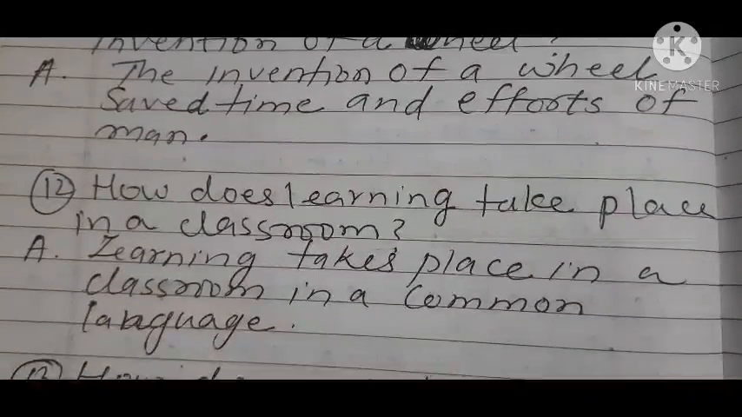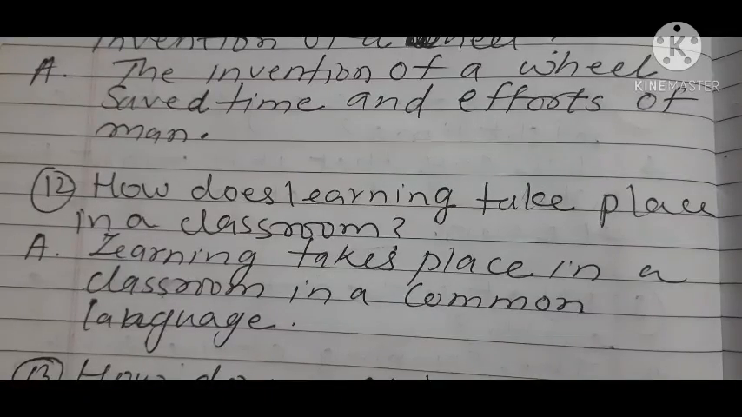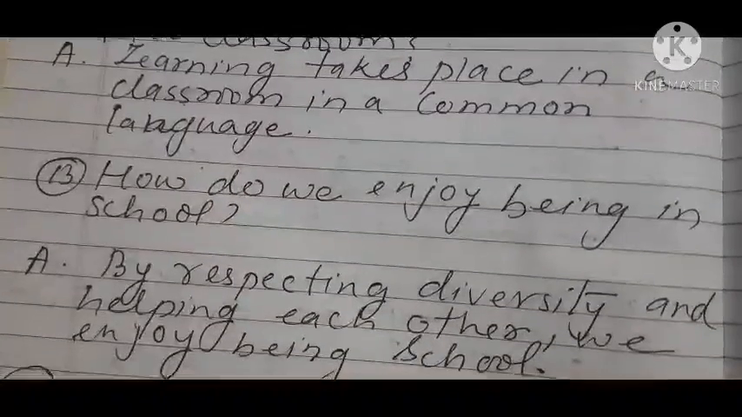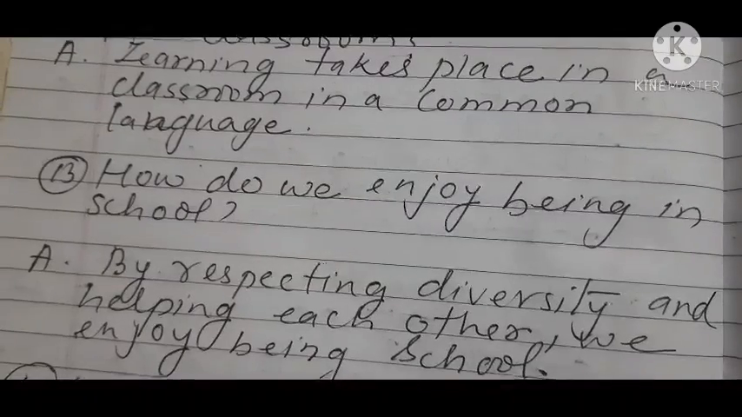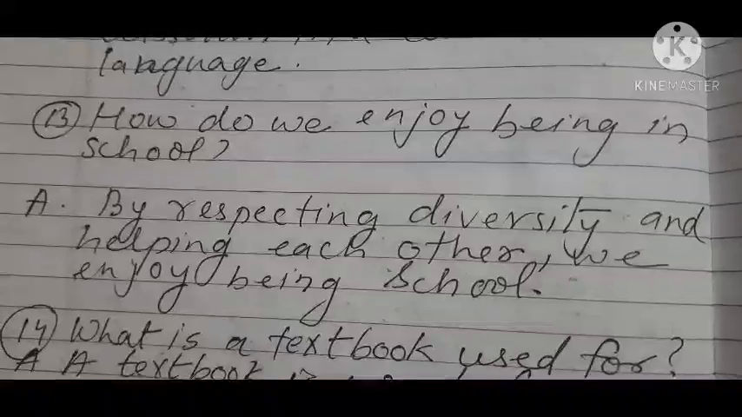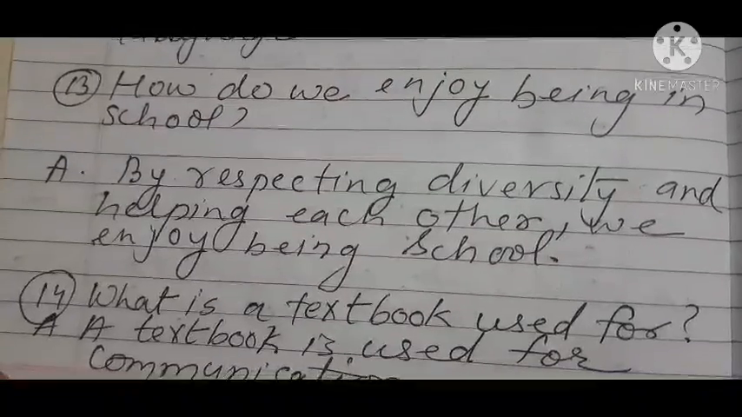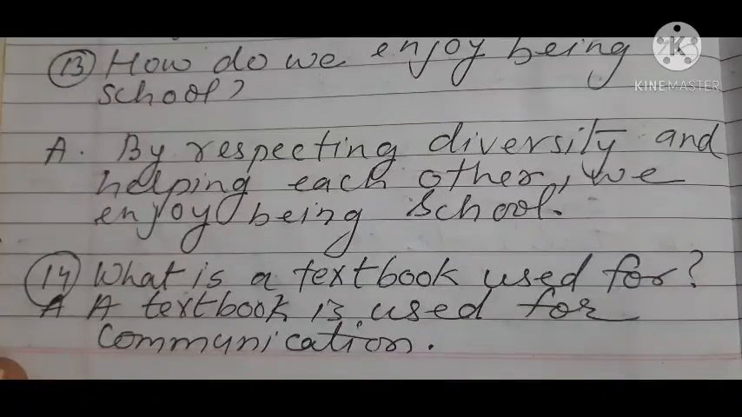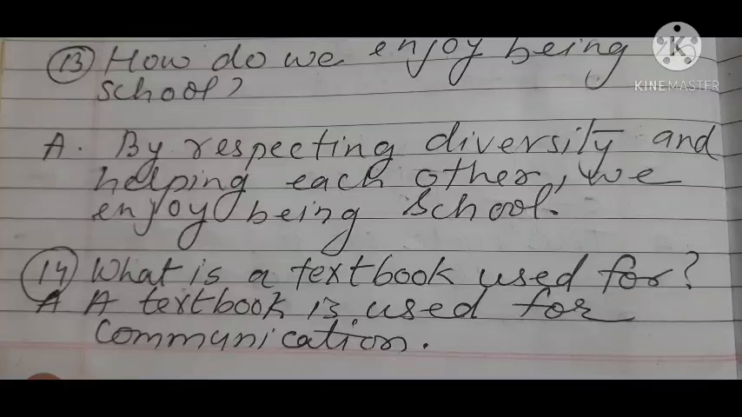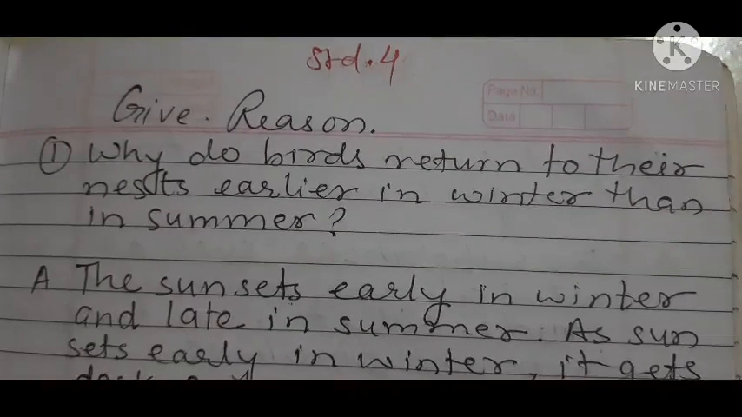How does learning take place in a classroom? Learning takes place in a classroom in a common language. How do we enjoy being in school? By respecting diversity and helping each other, we enjoy being in school. What is a textbook used for? A textbook is used for communication. So students, what is the use of textbook? It is used for communication.